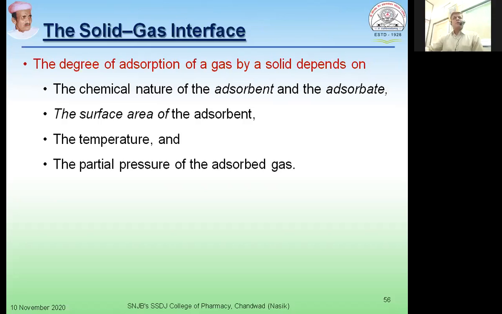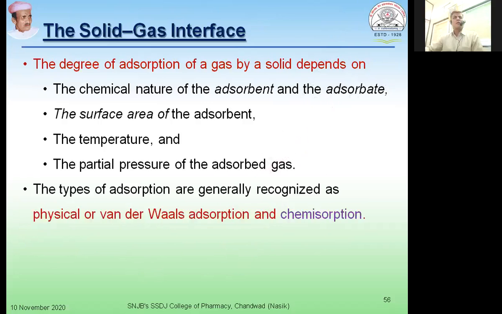The type depends upon the nature of interaction that takes place between adsorbent and adsorbate. If the interaction is weaker kind of interaction because of the van der Waals forces of attraction that are happening between adsorbent and adsorbate, then that type of adsorption is known as physical adsorption. And if chemical bond formation is taking place between adsorbent and adsorbate, then that type of adsorption is known as chemisorption.